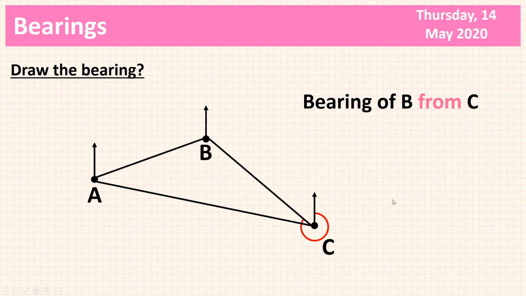And hopefully that's helped you learn where the wording for bearings comes from. The key word, once again, is the word from. From tells you where to measure the bearing. The bearing of B means where we're going to end up from C. So we're going to start at C and we're going to go all the way round till we get to B. Hopefully that's been useful.